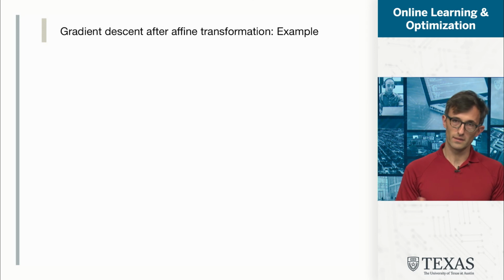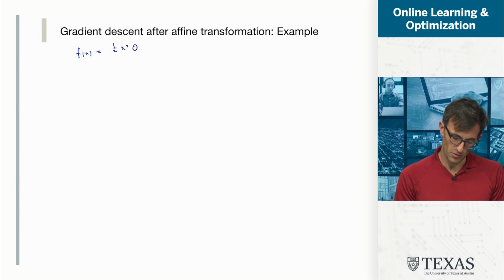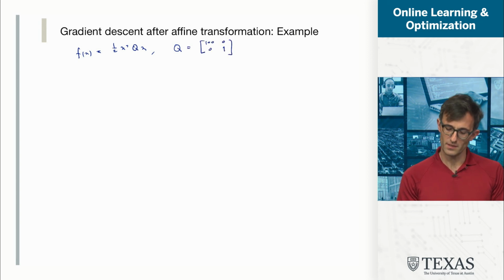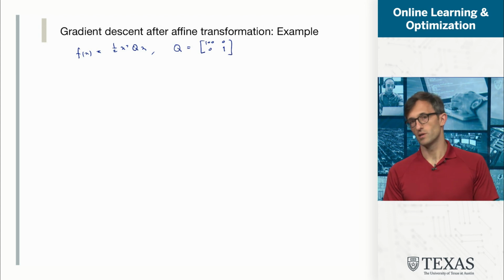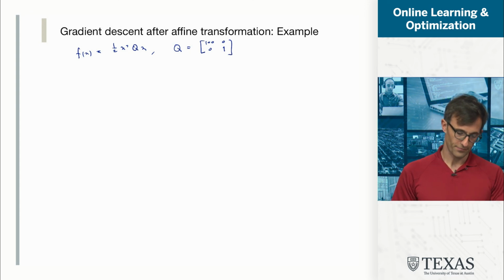So let's investigate this through a very concrete application. Let f of x equal 1/2 x transpose Qx, where Q is equal to [100, 0; 0, 1]. This is an example very similar to the picture I gave two slides ago, where the level sets are very elongated.